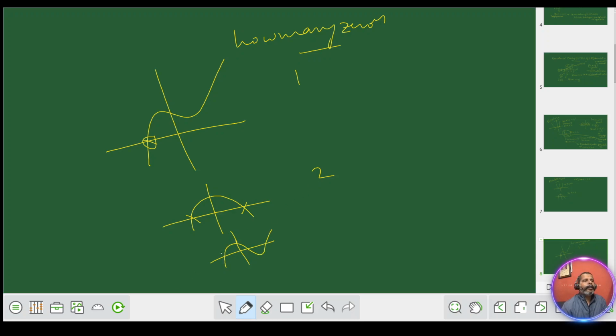Let's see one more graph. How many zeros for this graph? One intersect at the x-axis, second one, third one. Okay, let's see one more. How many intersects at the x-axis? Only one. Okay, we'll see one more. How many zeros for this? 1, 2, 3, 4, 5. 5 intersects, so 5 is the zeros count. Yes, so we saw how many zeros we can find from the graph.